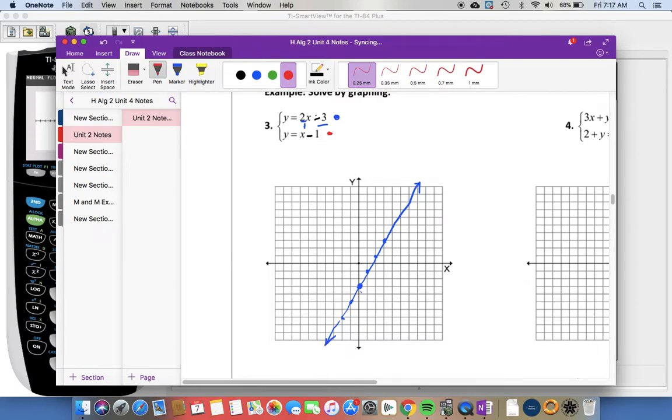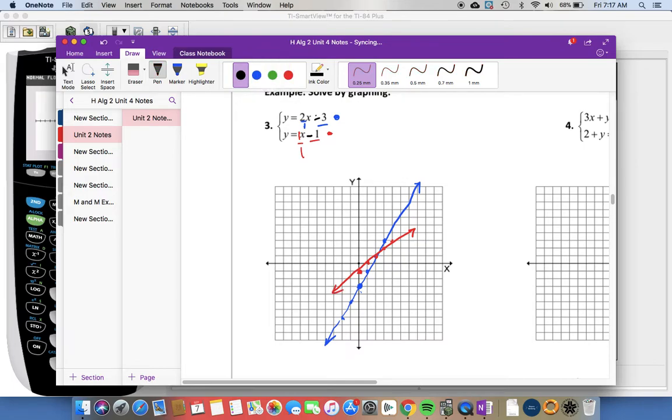Second one here, we're going to graph y equals x minus 1. So this time, y-intercept is negative 1. And for our slope, we have a 1 in front of x. So 1 over 1 would be our change in y over change in x. So up 1 over 1, up 1 over 1. Continuing to do that, and again, drawing a straight line through those as best you can. Here would be our graph.